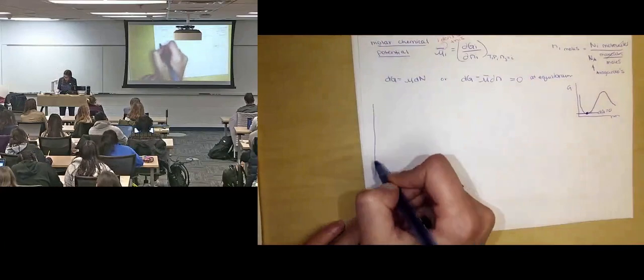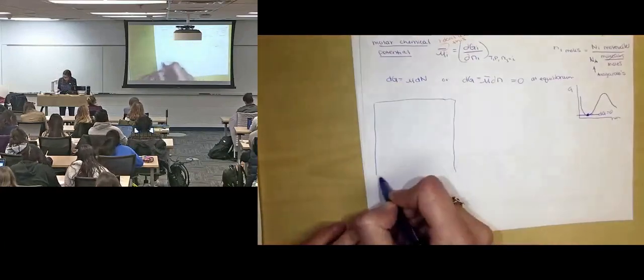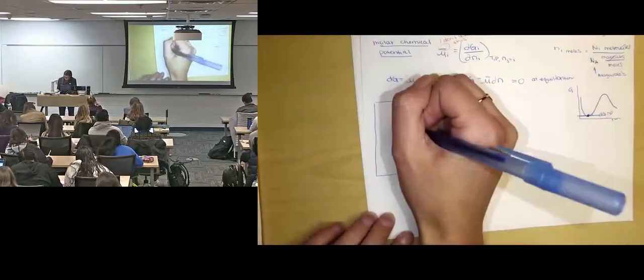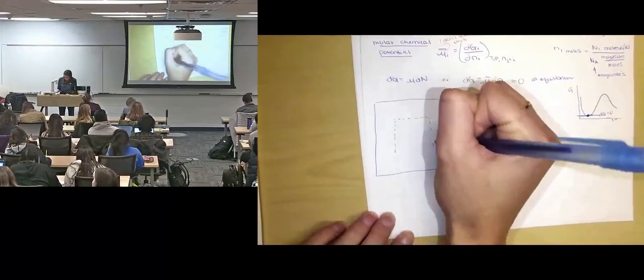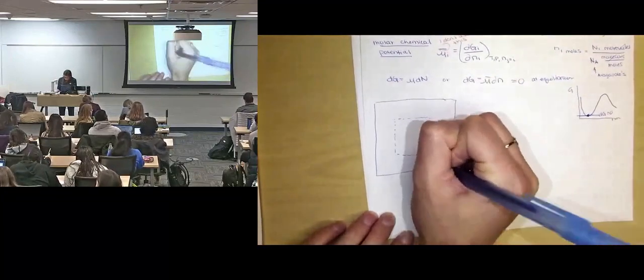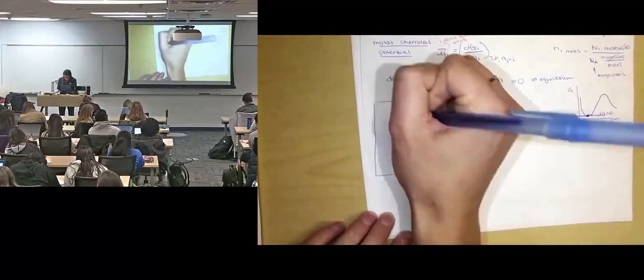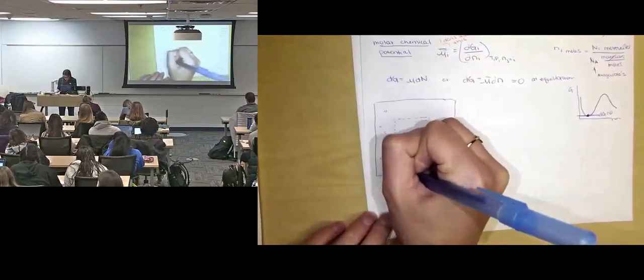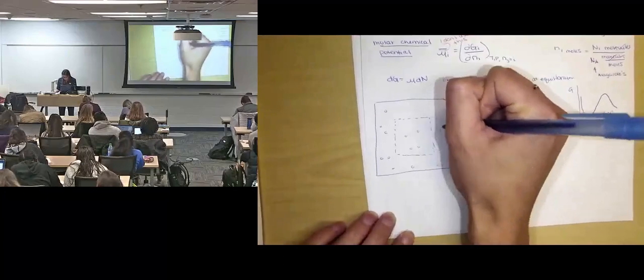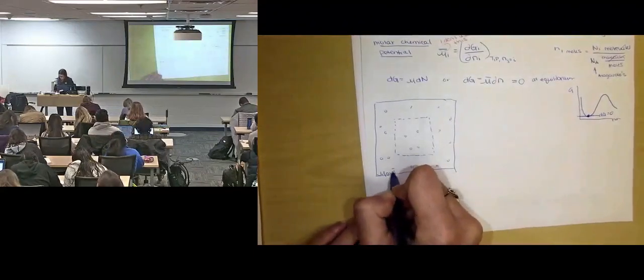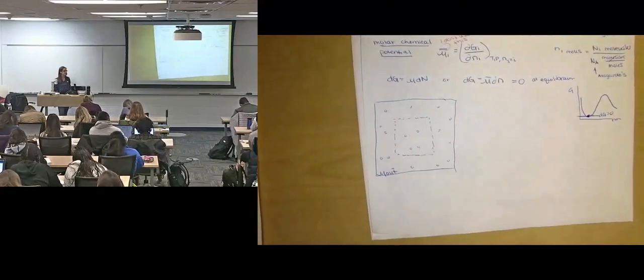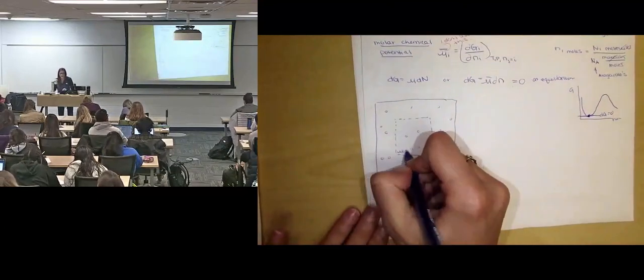So let's draw a system now. We have a system with a membrane in the middle that molecules can cross. So we have some molecules on the inside, and then we have some molecules on the outside. So we have some chemical potential on the outside, mu out. We have some chemical potential on the inside, mu in.